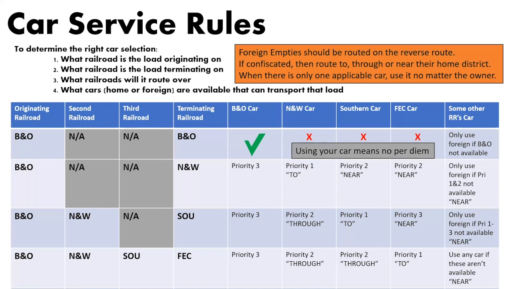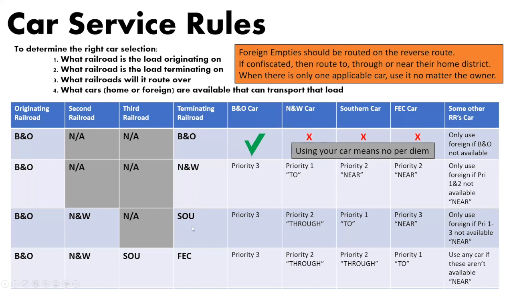You don't have any that are going through the Norfolk and Western because you actually border the Norfolk and Western. So there's nothing between the two of you to go through. So you have to pick a car that's near. And that would be the Southern car or Florida East Coast car. Notice there's no Union Pacific car here because that's a Western Railroad. You'd only use that sort of car if you had nothing else that could run the load.